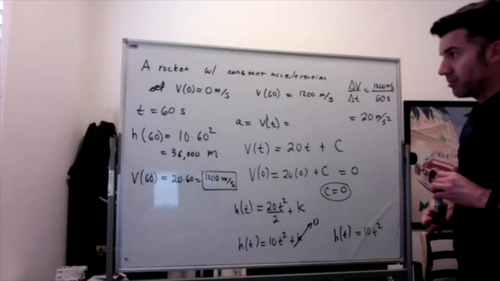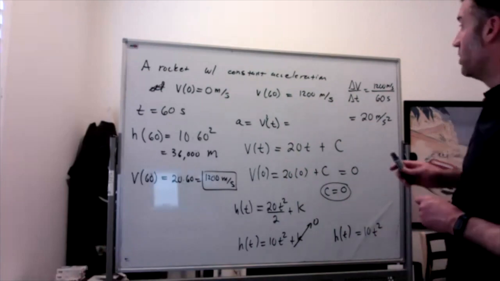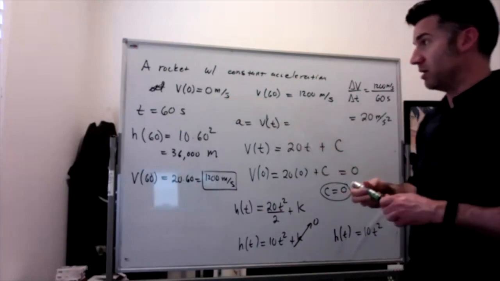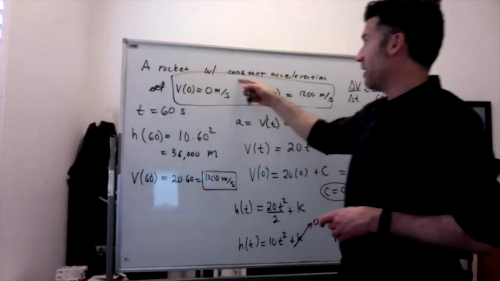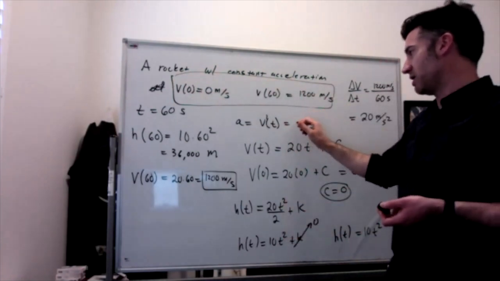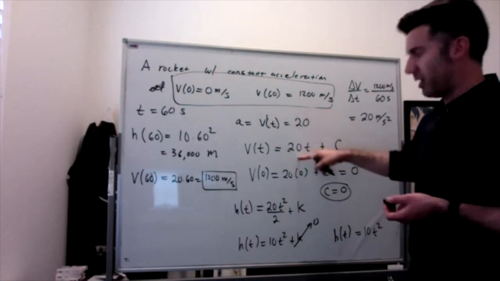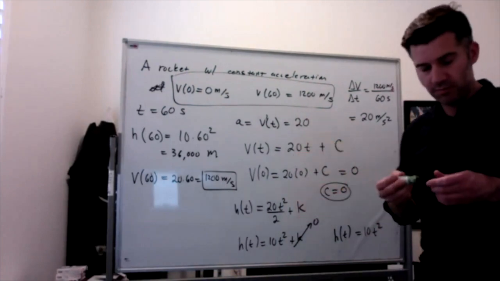And then from there we could just backtrack to find v of t and h of t. So once we use these two different velocities at specific times, and the fact that it's a constant acceleration, then we can get the acceleration, then we can backtrack and get the velocity, then we can backtrack and get the position.